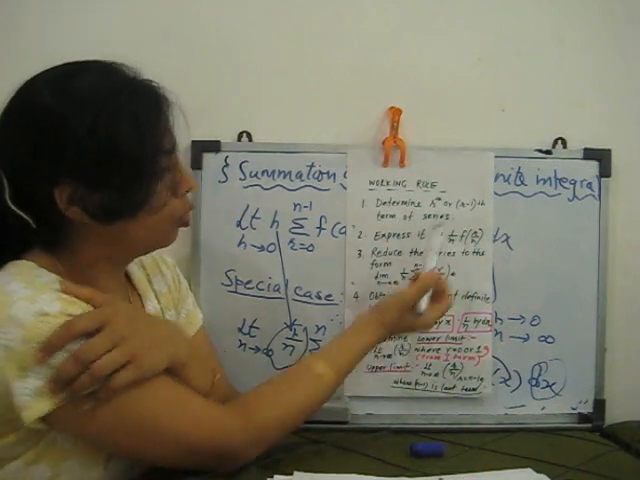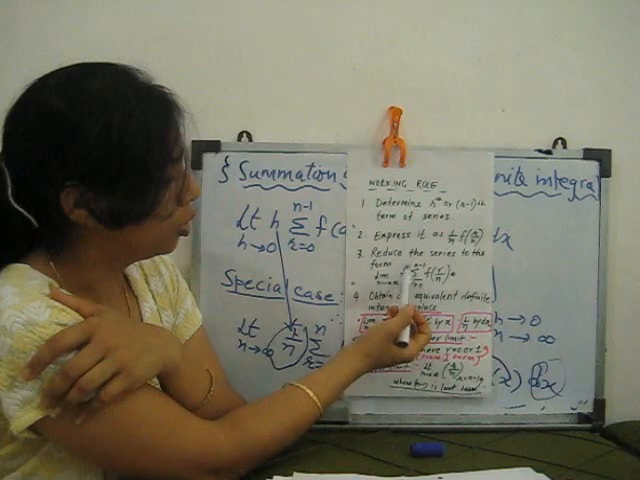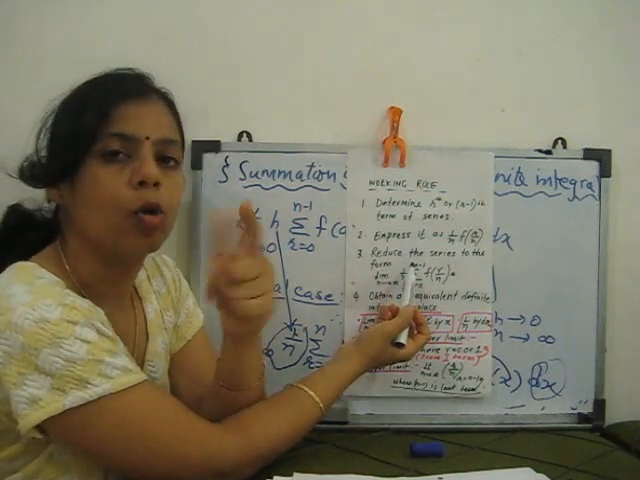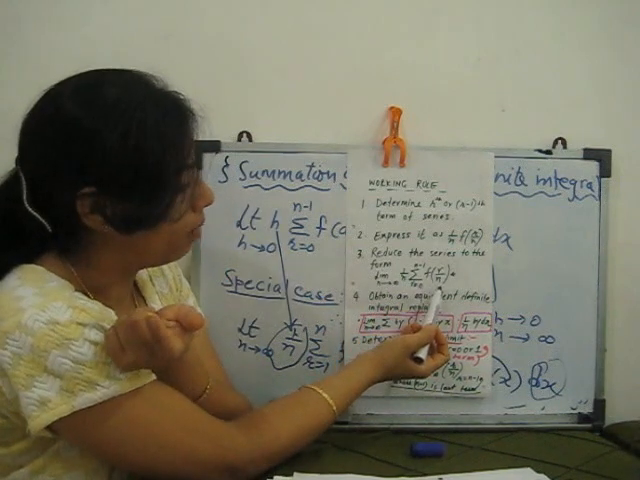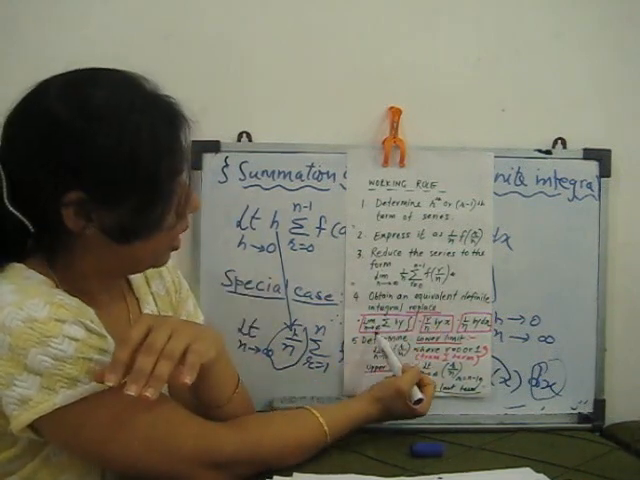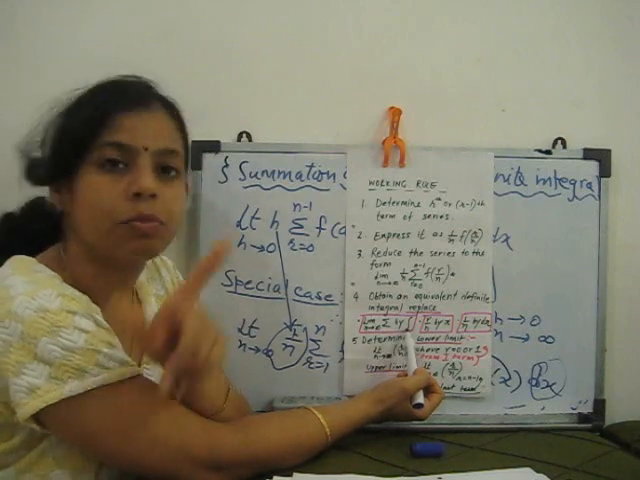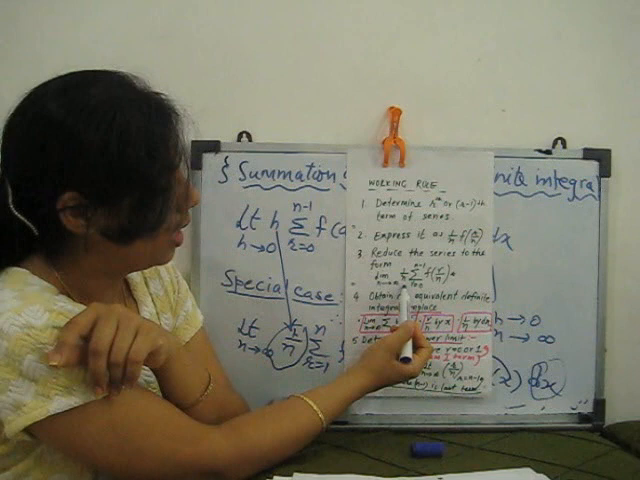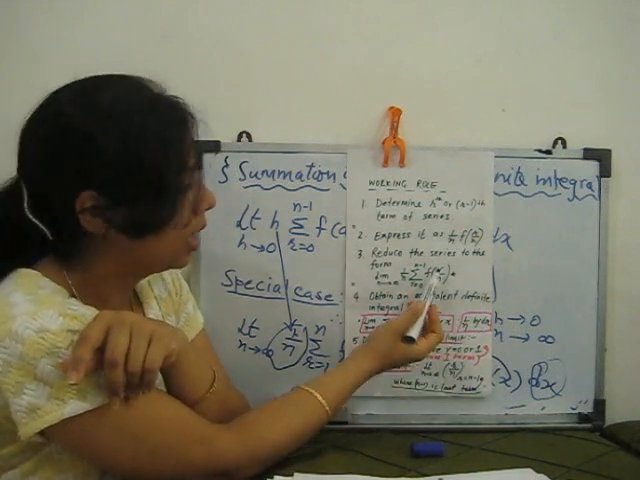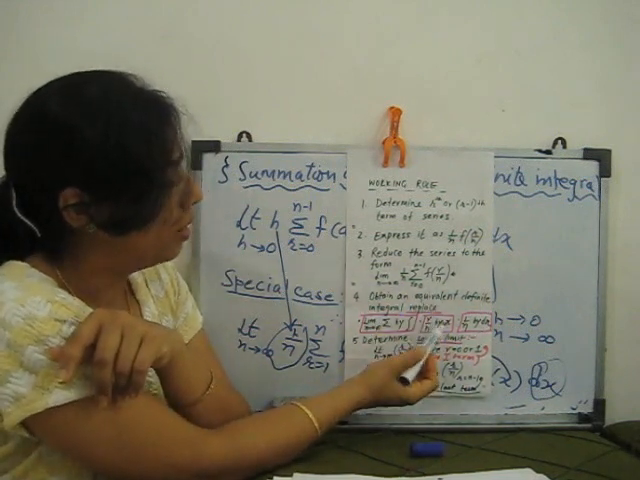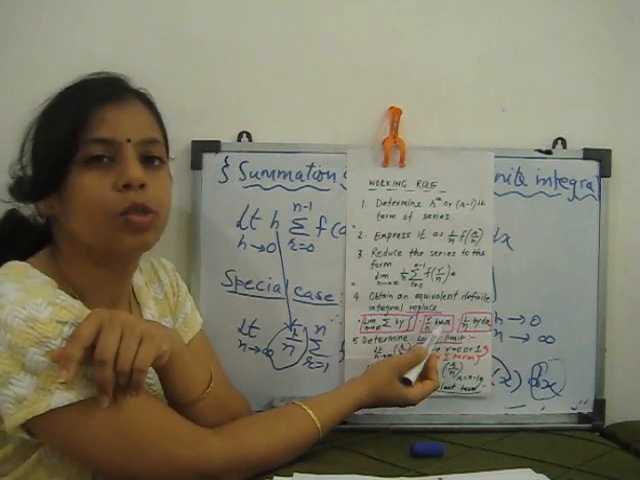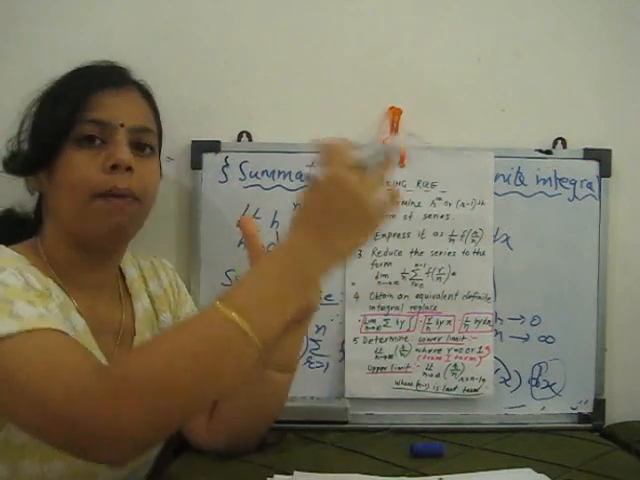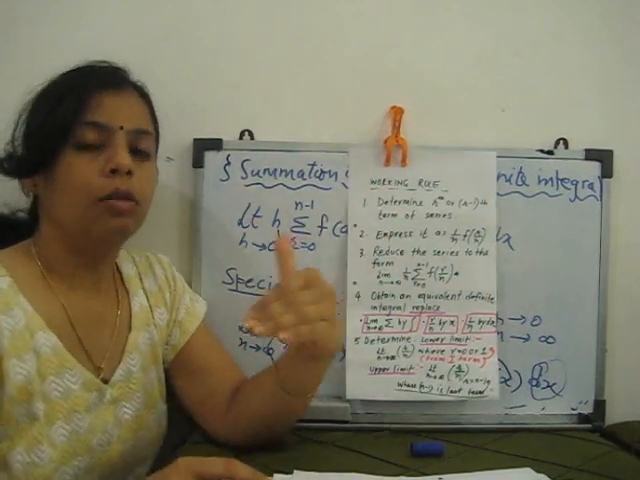Third, we have to reduce this to limit n tends to infinity, 1 by n, summation r going from 0 to n minus 1 or r going from 1 to n, f of r by n. Then the limit is replaced by the integral, this 1 by n is replaced by dx, and the function of r by n is replaced by x, so that we get a function of x. Next step, we have to find the upper and lower limit of that series.